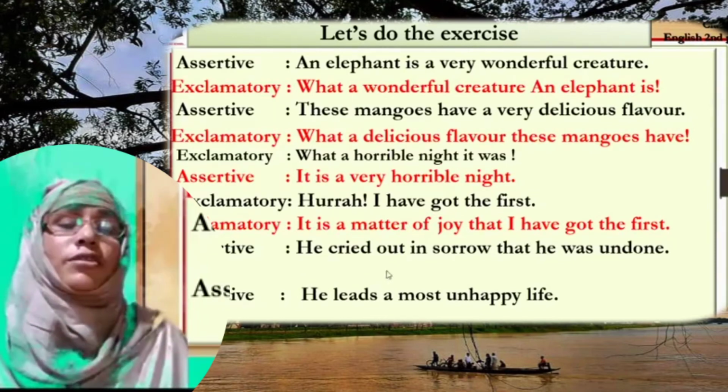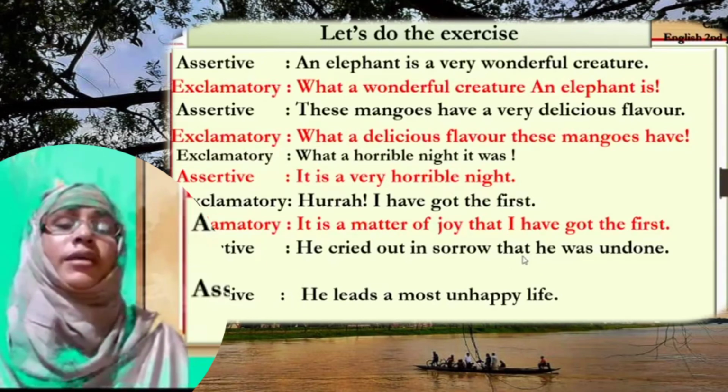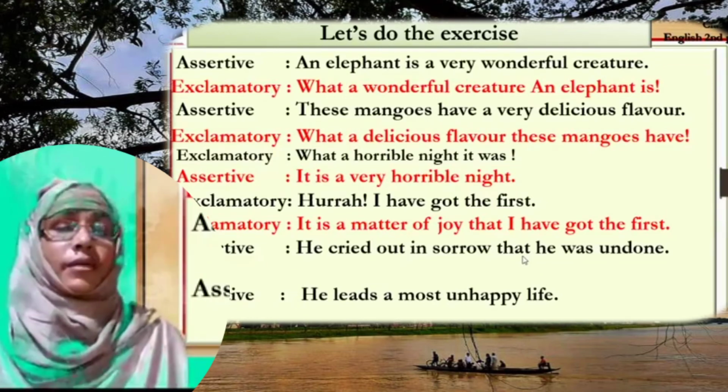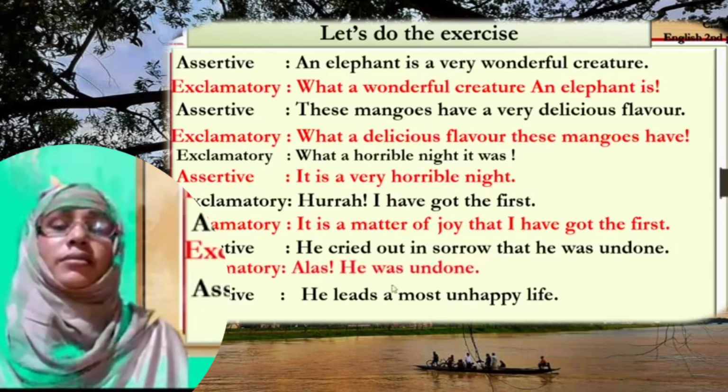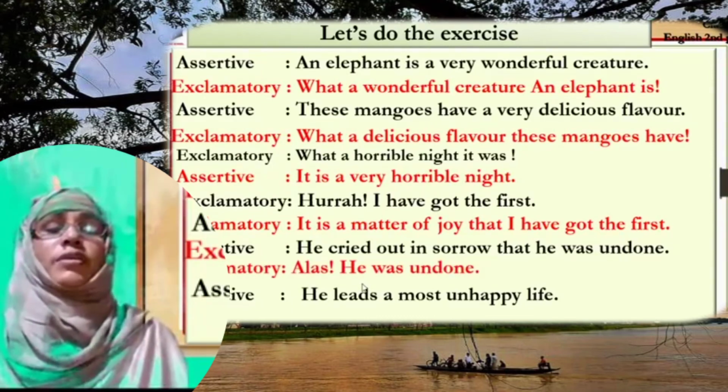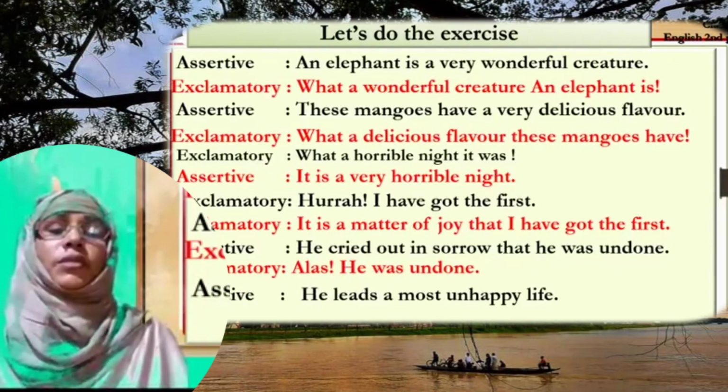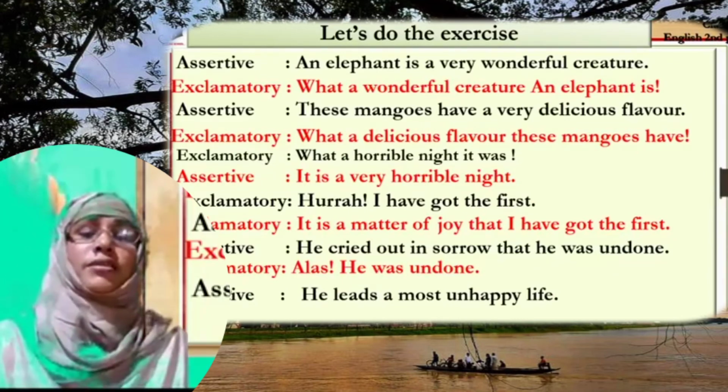He cried in sorrow. He cried in sorrow. If there is he cried in sorrow, what will we use? Yes, alas, he was undone. The rest of the sentence will remain the same. There will be no change.